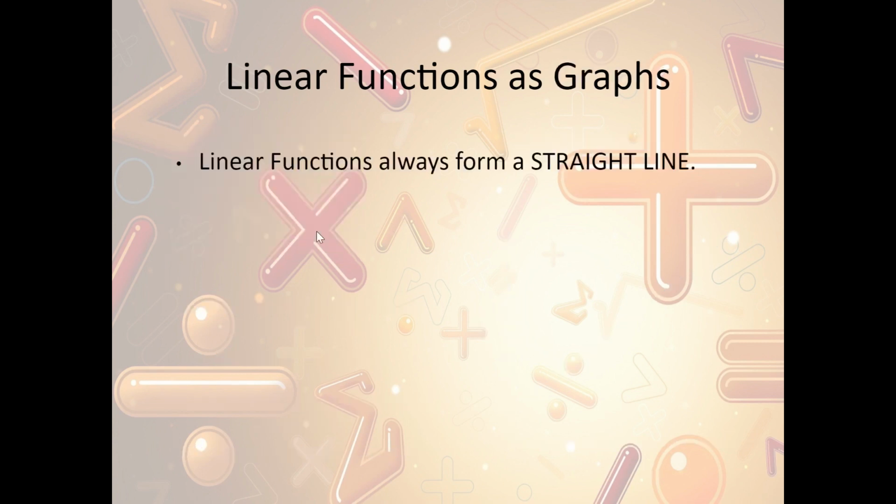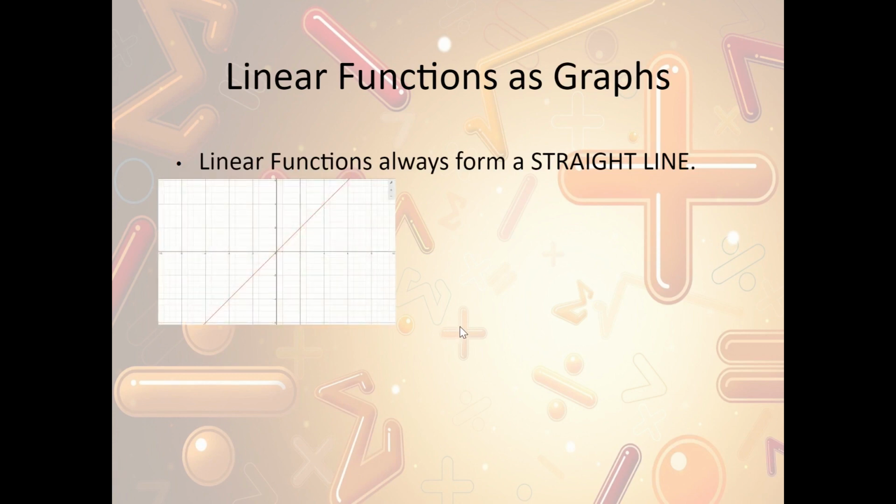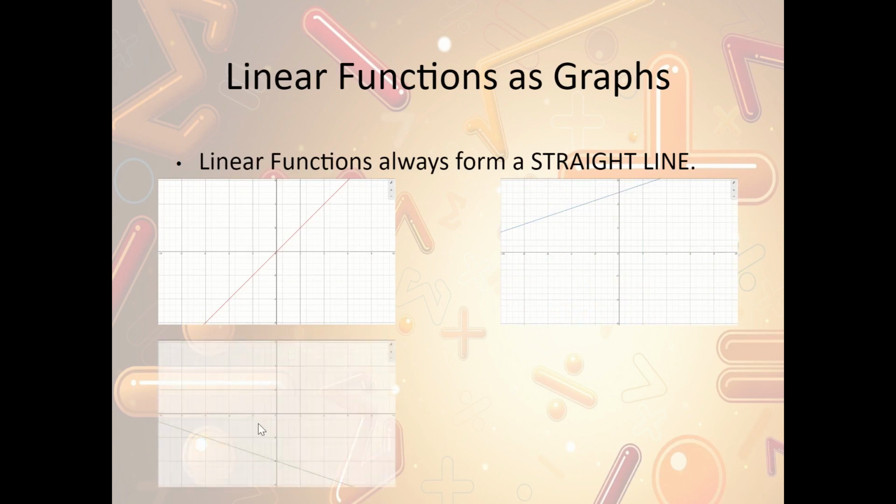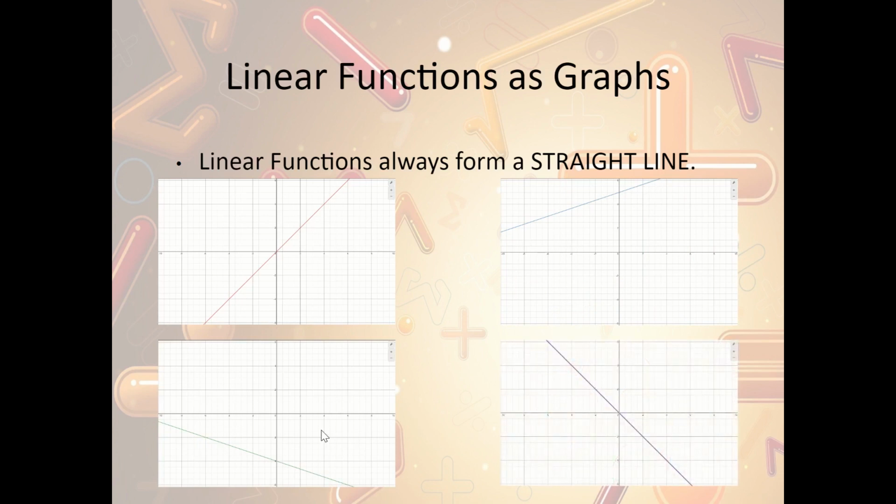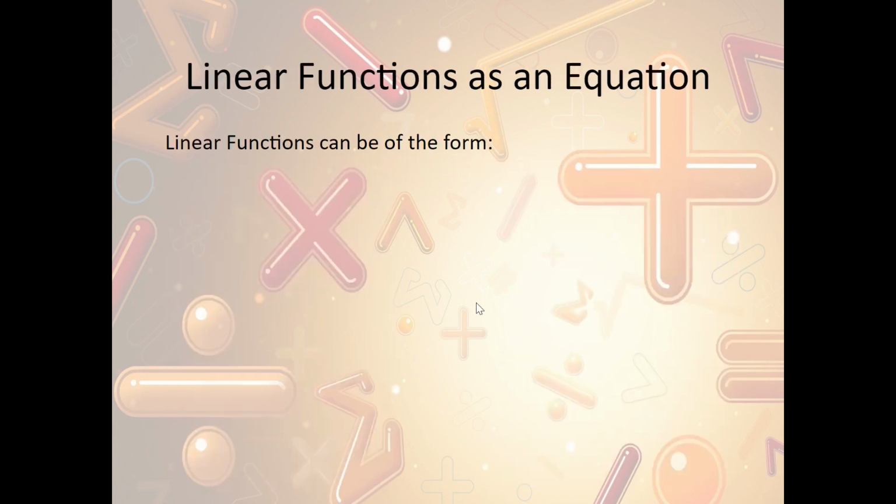Now from graphs, again, the rule is they form a straight line. So this is an example of a linear function. This is also an example of a linear function, as is this one. It can go up or down. It can be really steep or really flat. This is another example. Again, really flat and going downward. This one's steep and going downward. So all of these form what we call linear functions.